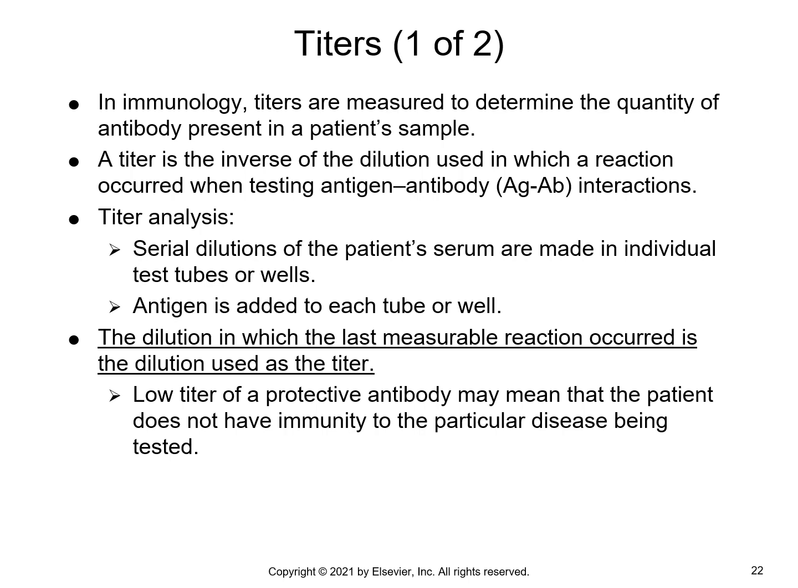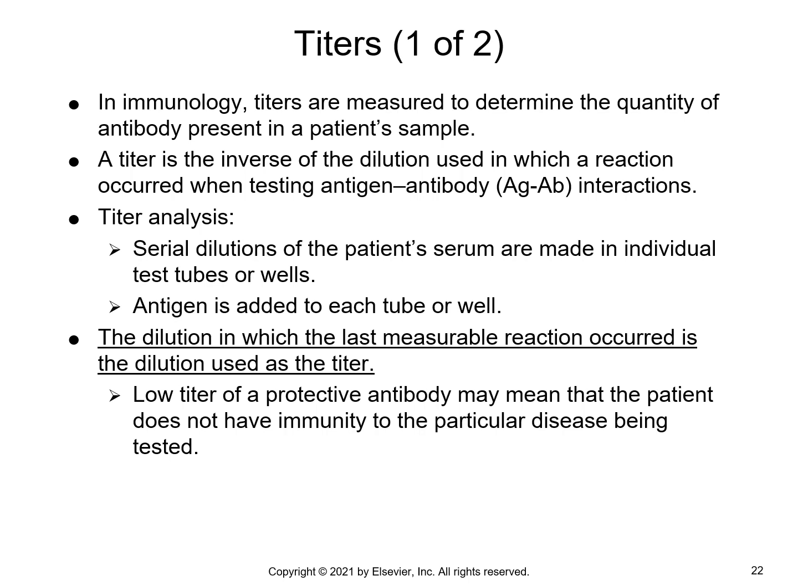With doing titers, we will do a serial dilution of the patient's serum, and then we'll put those in individual tubes. So we'll again do that serial dilution. We'll have a series of tubes, and we'll take from one tube and go to the next. Each time you do it, you would do the same measurements each time.